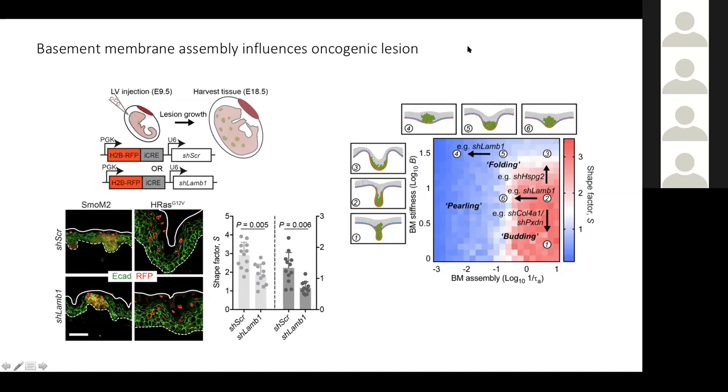So if we look at these regions here, where shape factor is in a heat map scale, you get these high shape factor lesions where we have a high assembly rate and moderate to low stiffness. The shape factor decreases as we decrease assembly rate of the basement membrane, and it also decreases as we increase the stiffness. And so this is quite consistent with the results of our experiments.